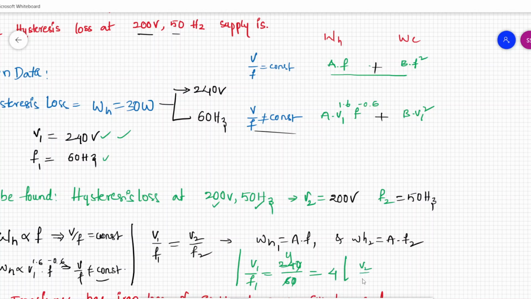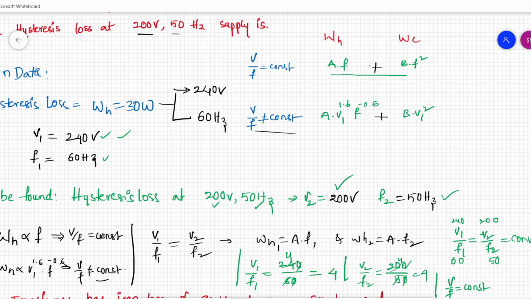Now let us check V2 by F2. V2 is 200 volts and F2 is 50 Hz. This is also 4. That means V1 by F1 is equal to V2 by F2. That is, the ratio is maintained constant. Even though the voltage is reduced from 240 to 200 and frequency is reduced from 60 to 50, the ratio of V by F is maintained constant. That is, we can take the condition for hysteresis loss when V by F ratio is constant. Okay, so this is the idea.